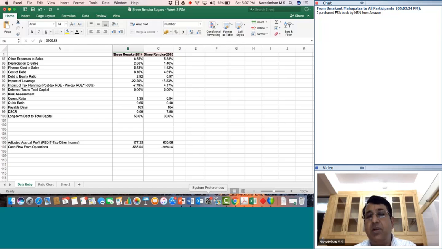Asset turnover ratio, we measure revenue by asset. Profit margin, we measure profit by revenue. Then return on capital employed, we measure the profit divided by total asset minus current liabilities, what we call the net investment in the business. And then similarly, the return on equity is profit before tax divided by equity holders' fund or shareholders' fund. Like that, we have different measures.